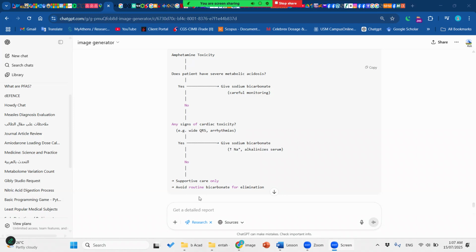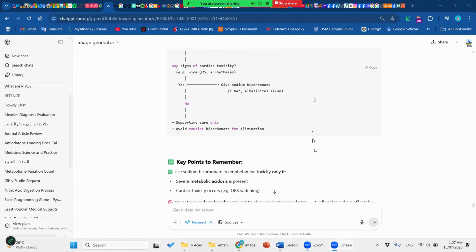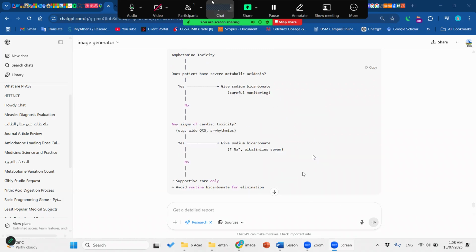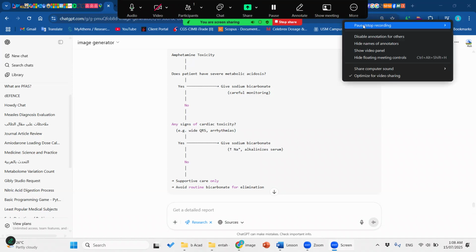So we do not routinely give bicarbonate for elimination. Okay, so in summary, sodium bicarbonate is not routinely given in cases of amphetamine toxicity.